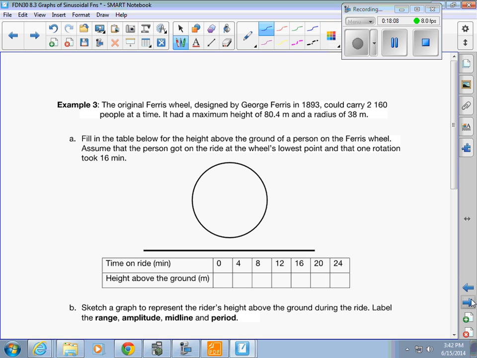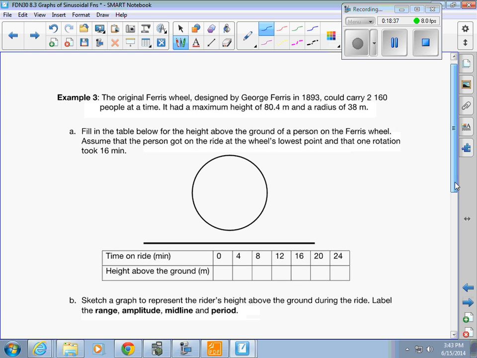Example 3. The original Ferris wheel designed by George Ferris in 1893 could carry 2,160 people at a time. It has a maximum height of 80.4 meters and a radius of 38 meters. So it says fill in the table below for the height above the ground of a person on the Ferris wheel. Assume that the person got on a ride at the wheel's lowest point and that one rotation took 16 minutes.